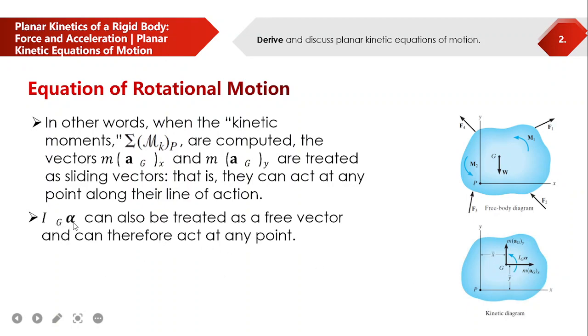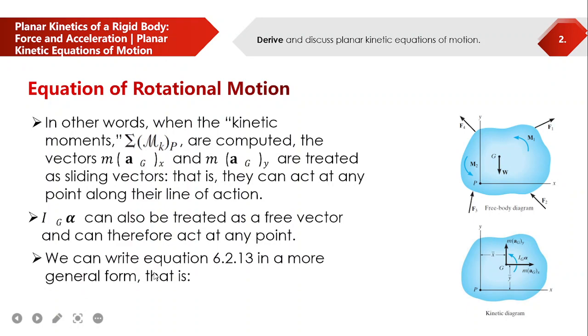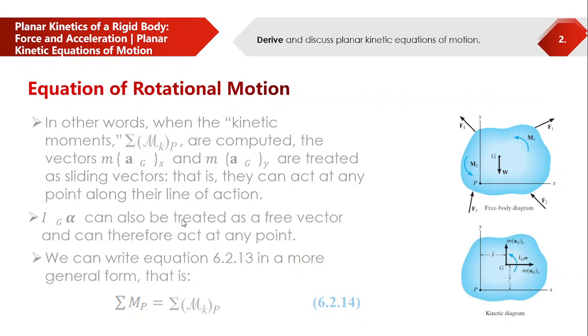So I sub g times angular acceleration can also be treated as a free vector and can therefore act at any point. So you can write equation 6.2.13 in a more general form, that is, the summation of all the moments at point P is equal to the summation of all the kinetic moments at point P as well. So if you can solve for the kinetic moments, then you can also solve for the moments at point P. Okay?